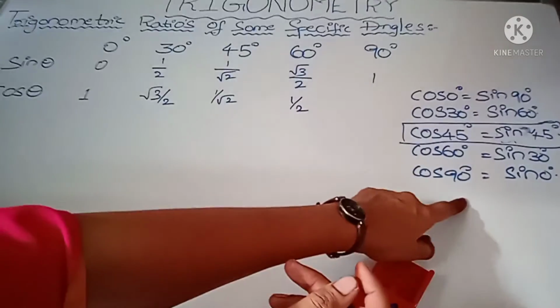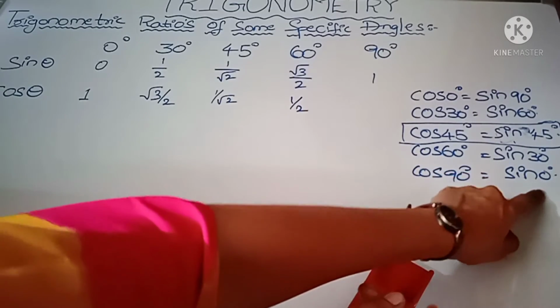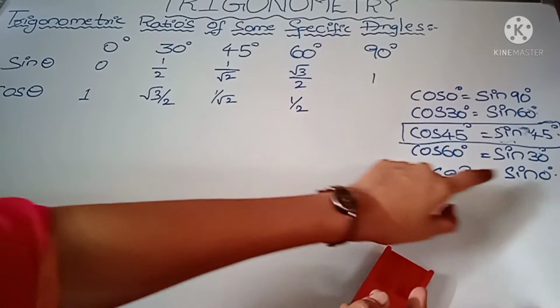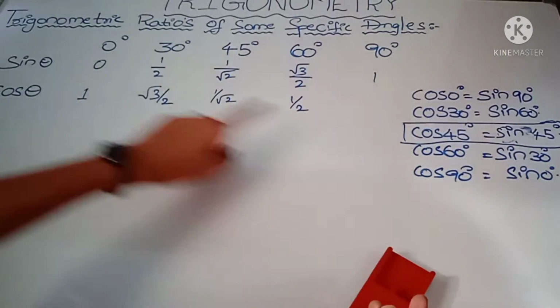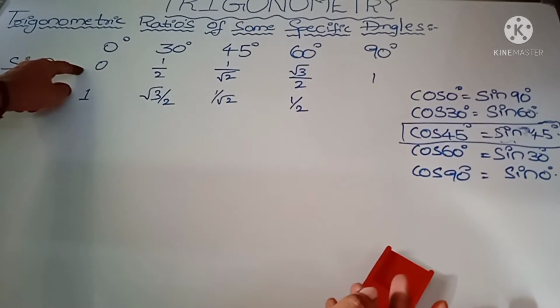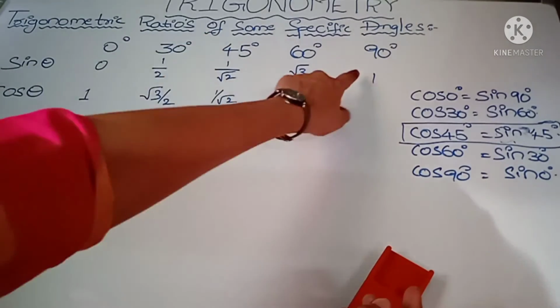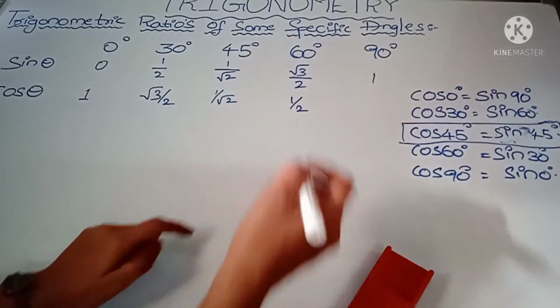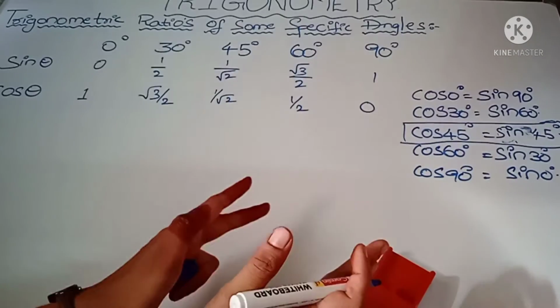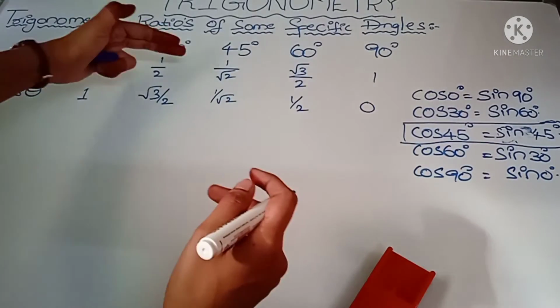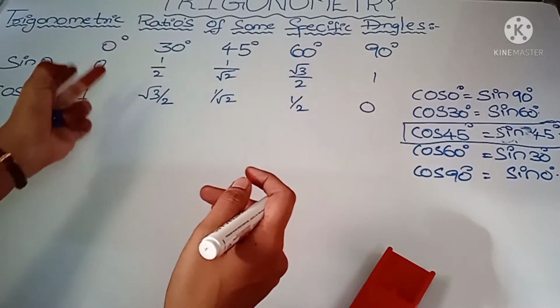Now next one is cos 90. Cos 90 degrees is equal to sin 0 degrees. What is the value of sin 0 degrees? 0. Yes. Now what is the value of cos 90 degrees? It is also 0. See here, for your easy understanding, we are reversing the value of sin theta.